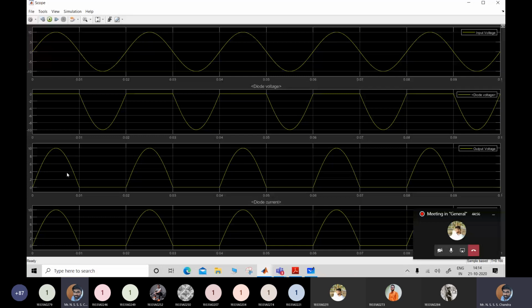So ripple is nothing but this wavy structure. This magnitude should be limited. We should get something like an almost constant horizontal curve. This wavy nature of the output waveform is known as ripple. This ripple should be reduced.